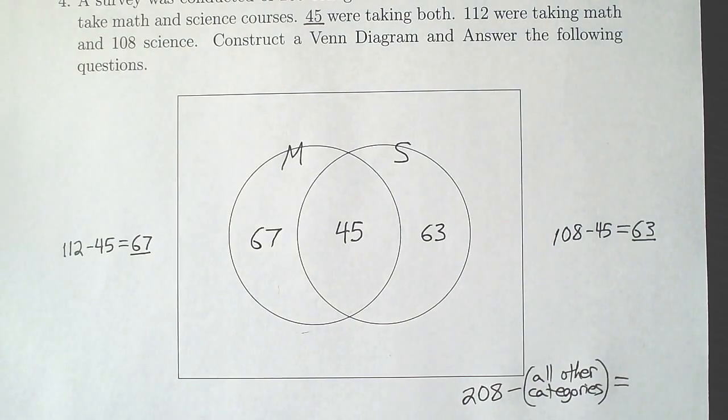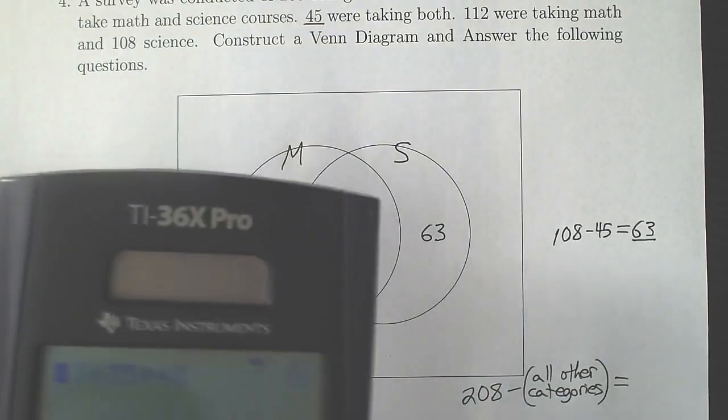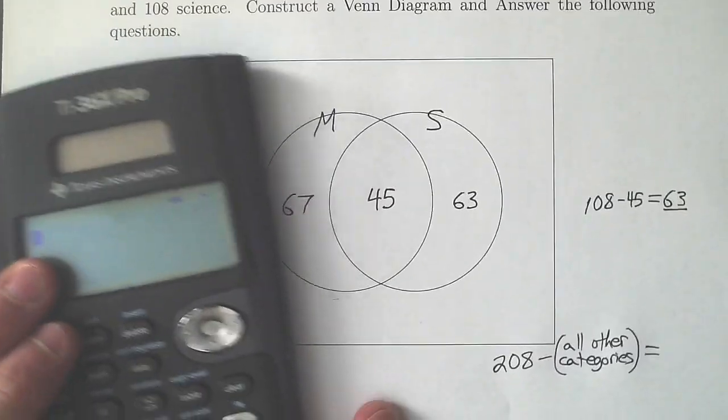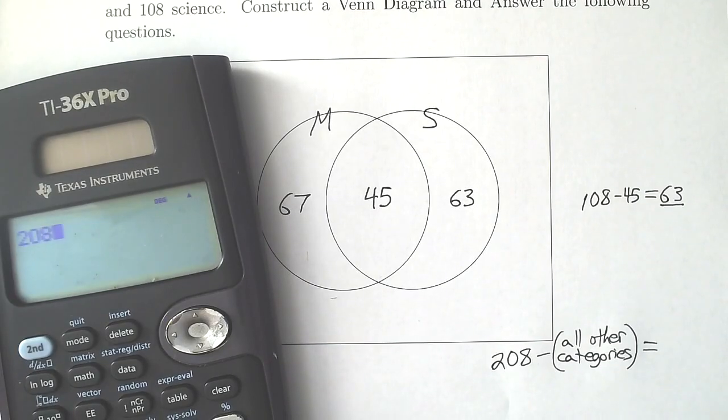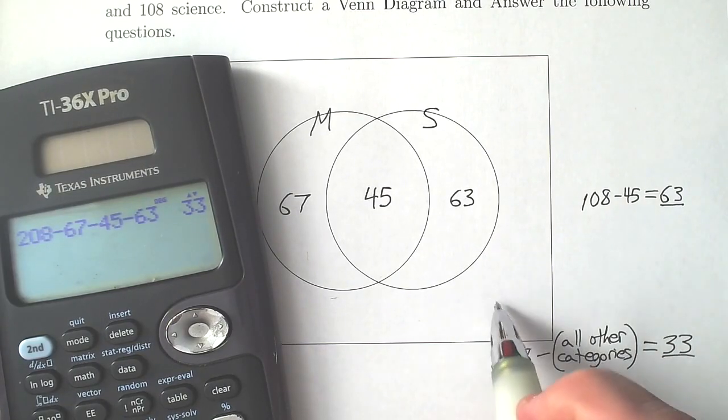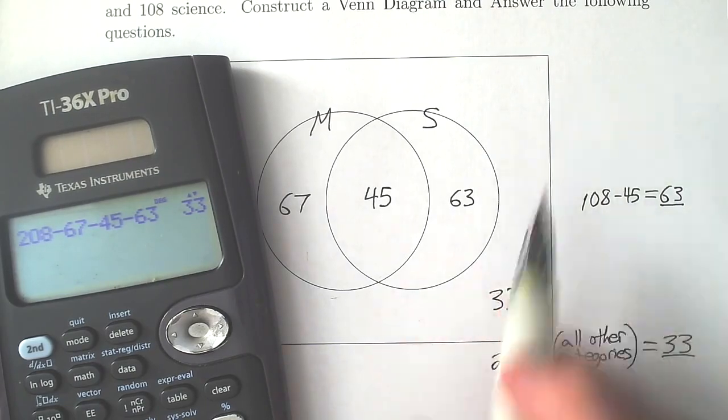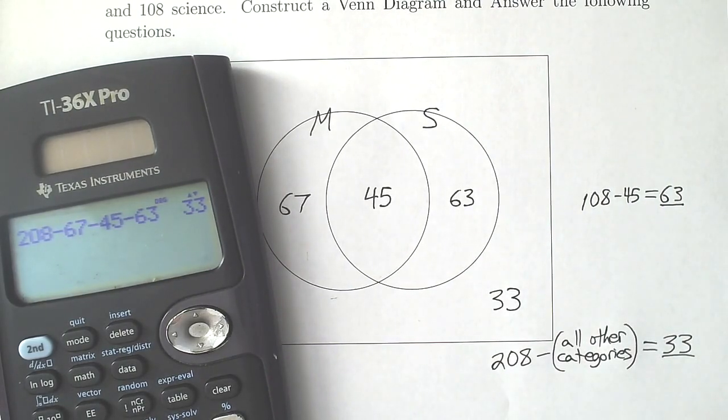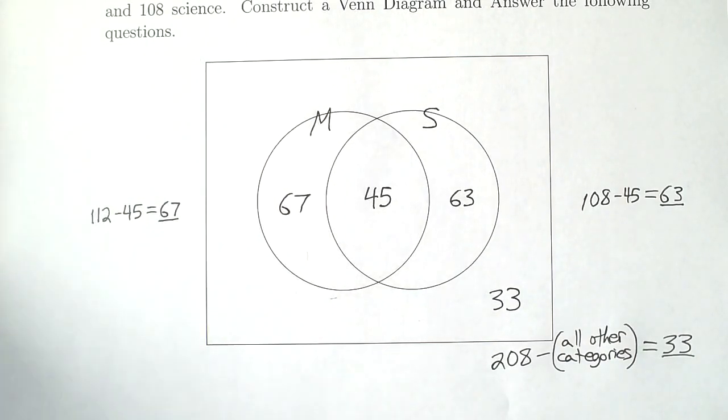Let me see if I have my calculator handy. Yeah, I do. So when I say all other categories, 208 minus the 67 minus 45 minus 63, I get 33, and that's what I'll put somewhere out here in this box. I usually put it in the lower right. And I'll move my calculator away, and let's just take a quick look.